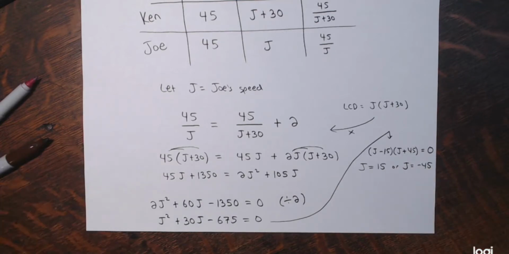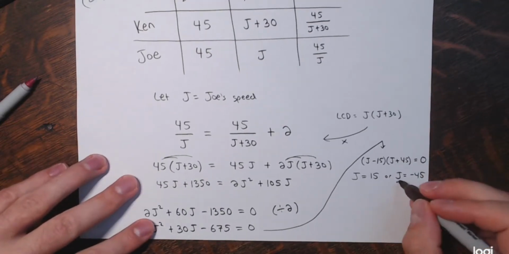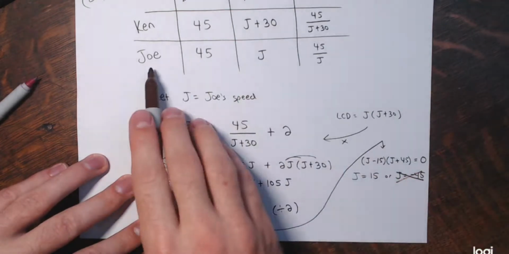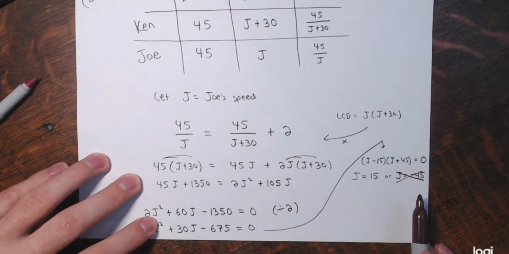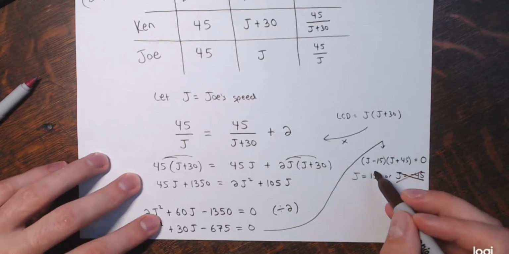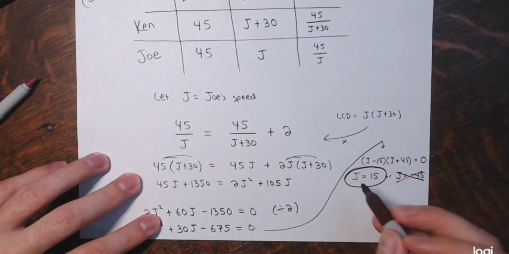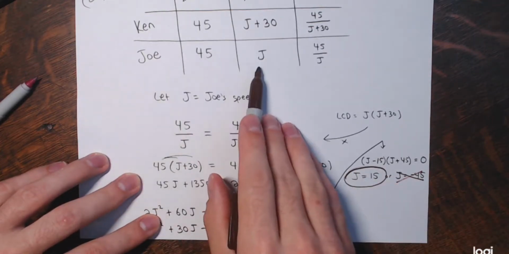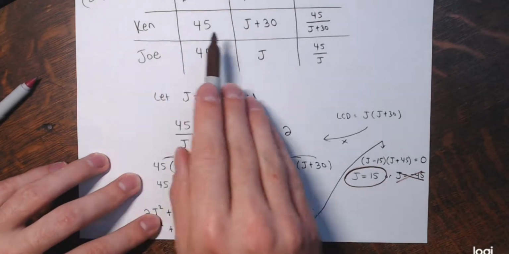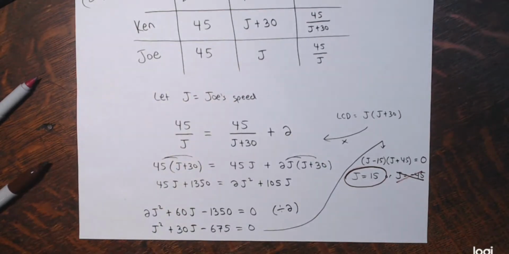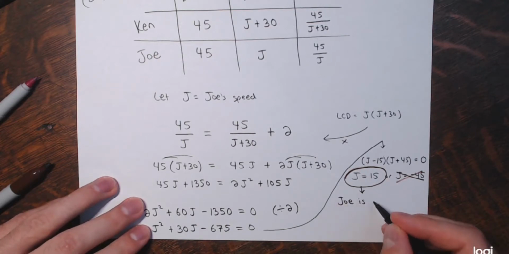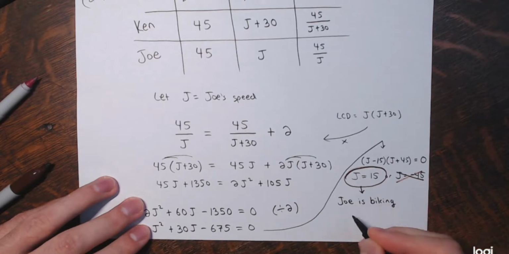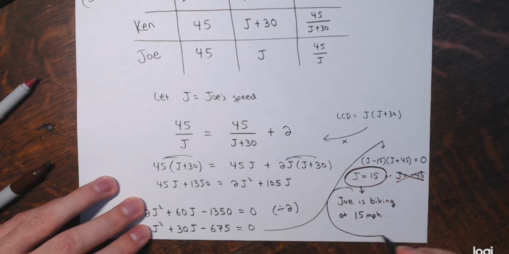And once again, the negative one doesn't make sense for the problem. Joe can't be riding his bike at negative 45 miles an hour. That doesn't make any sense. You shouldn't have negative speeds. So the only one that does make sense here is 15. So Joe is riding his bike at 15 miles an hour, whereas Ken's driving his car at 45 miles an hour. But they wanted Joe's biking speed. So Joe is biking at 15 miles per hour. And that's the answer to our question.